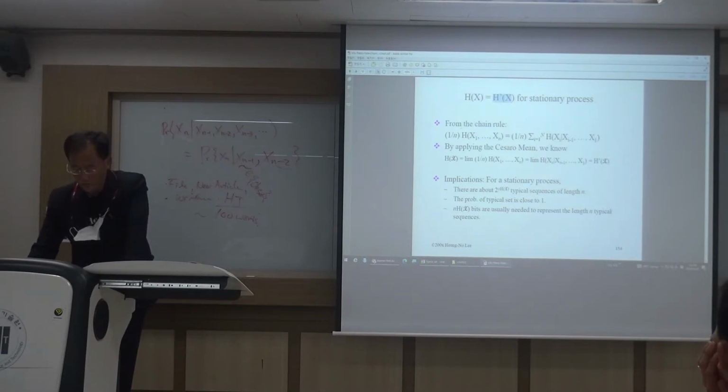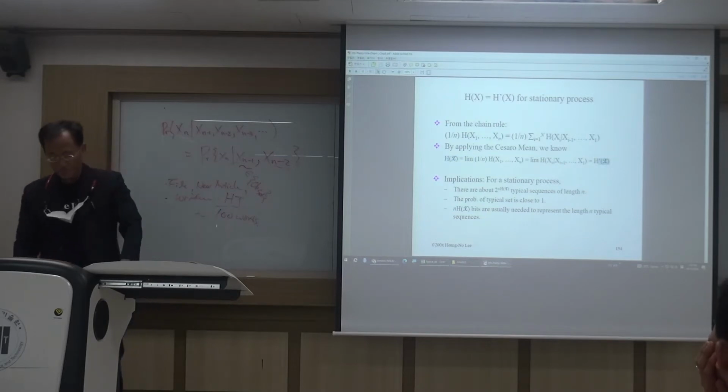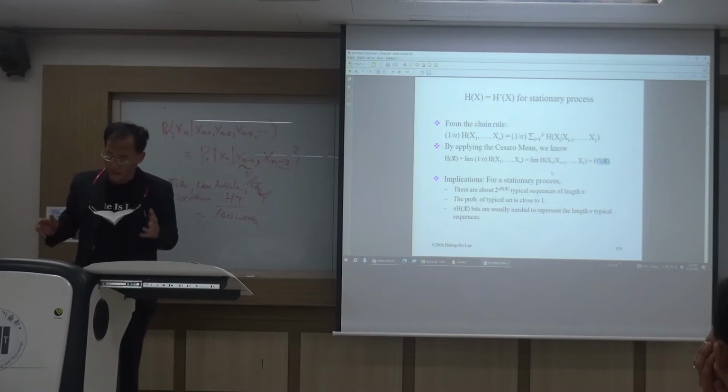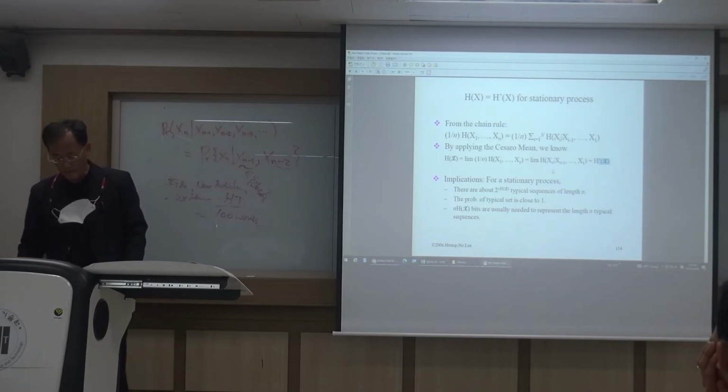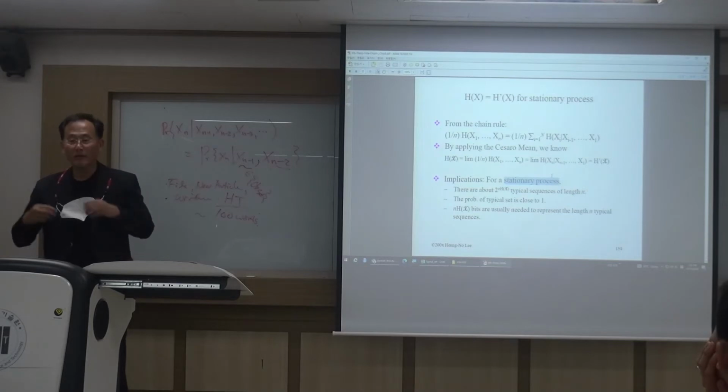So using the chain rule, we can say this, and then applying the Cesaro mean, we get that the entropy rate is equal to the conditional entropy. All right, then what is the implication? The understanding of the implication is more important than this mathematics. So for a stationary process, we can compress.